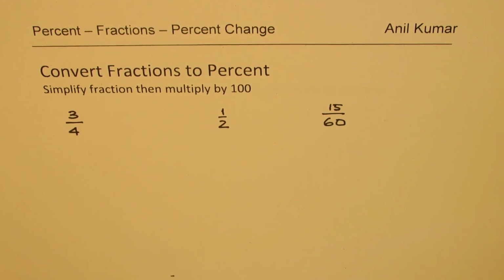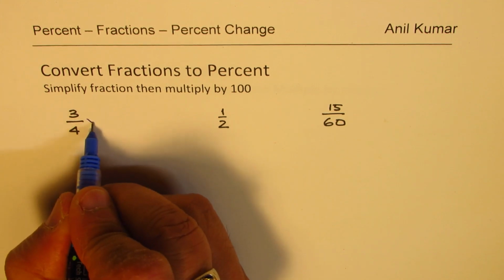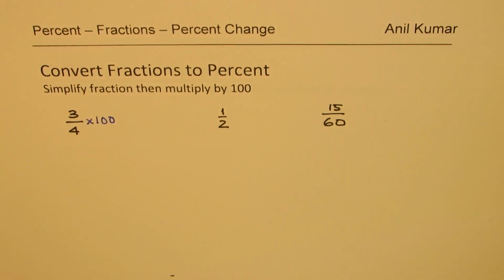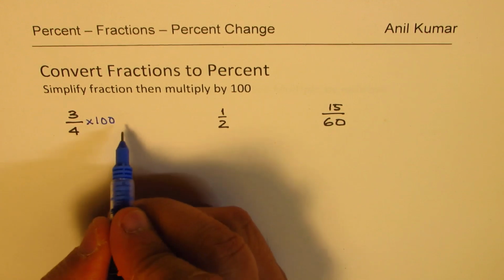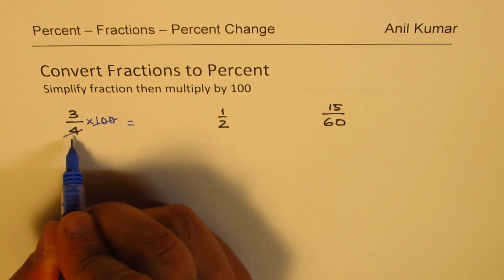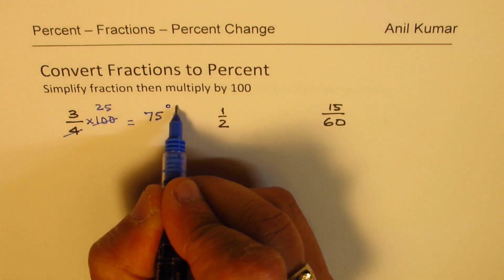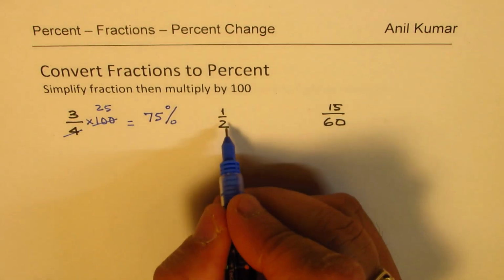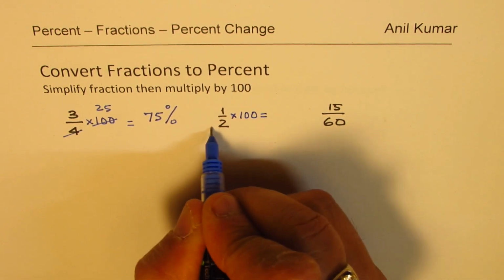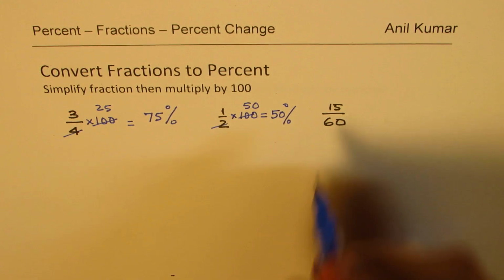Now, if I have to convert this to percent, 3 over 4 is a fraction. How to convert this into percent? To convert to percent, we have to multiply by 100, correct? So that is the key. So when you multiply a fraction by 100, you get percent. That's the whole idea. So we know that 100 can be divided by 4, 25 times, and 3 times 25 is 75. And therefore, 3 over 4 is 75%. Perfect. So that is how we will be doing. Next one, half. Just multiply by 100. So it goes 50 times. So 50%.